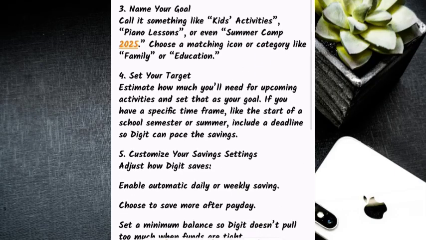Next, set your target. Estimate exactly how much you're going to need for upcoming activities and set that as your goal. If you have a specific time frame like the start of a school semester or summer, you can include a deadline so that Digit can pace the savings.